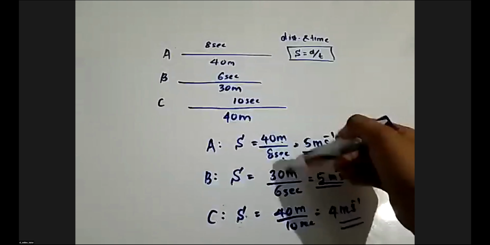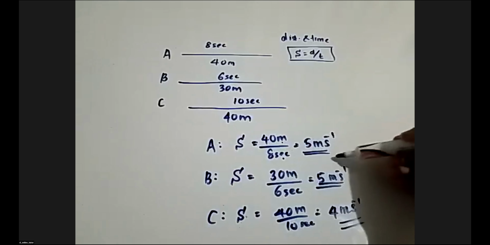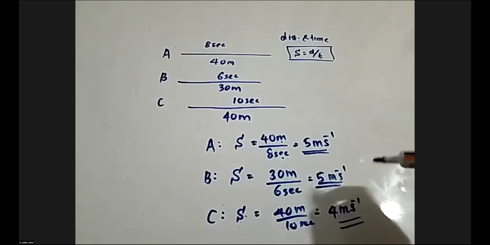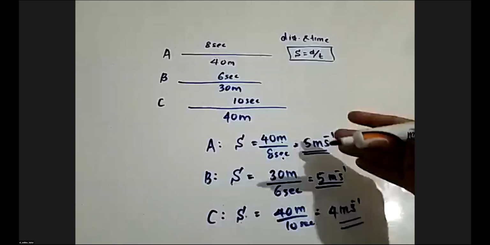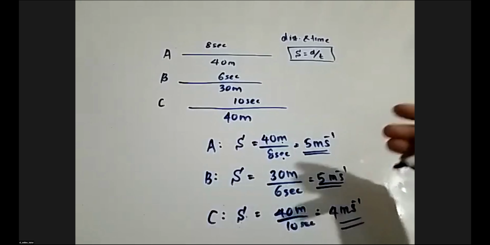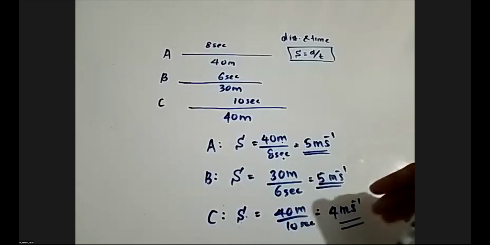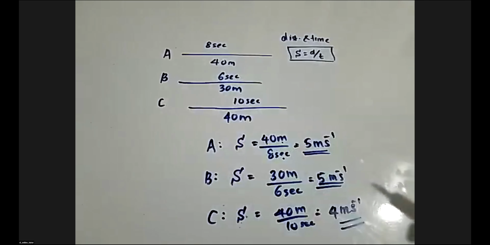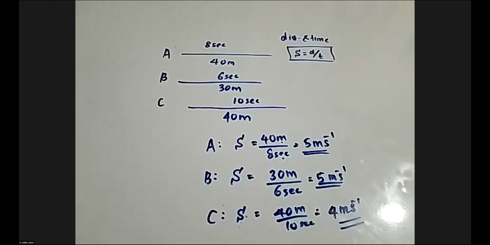You can see that these two are similar. The speeds of these two people are similar. But their distance and the time taken are different. The person who ran with the lower speed is person C. He has taken 10 seconds for a distance of 40 meters. This is how we can compare the speed of two people or two motor vehicles. It can be two trains. Like that you can compare using the equation speed equals distance over time.